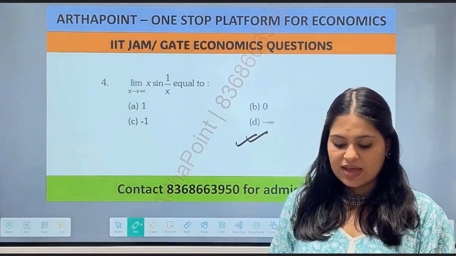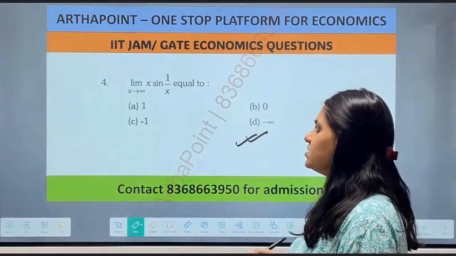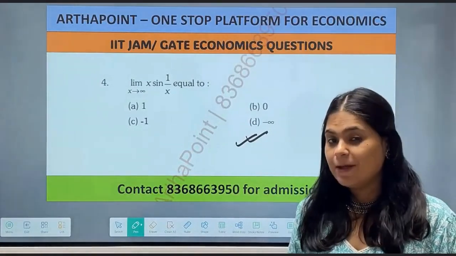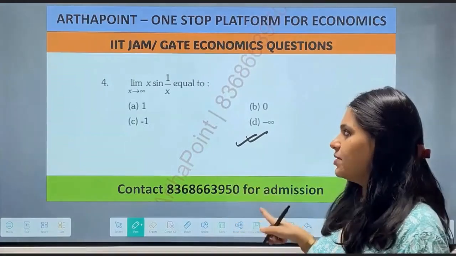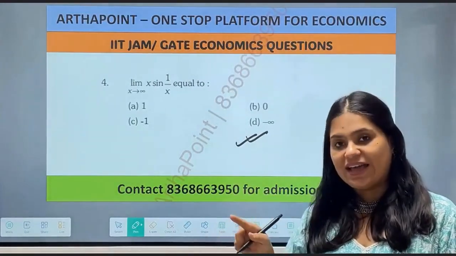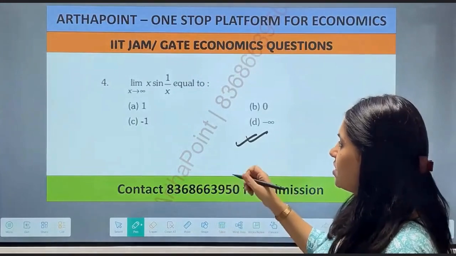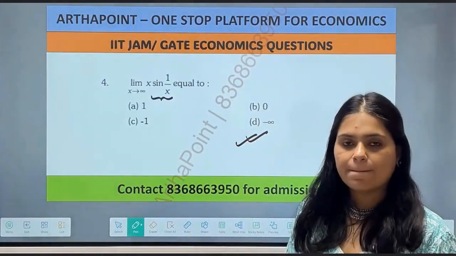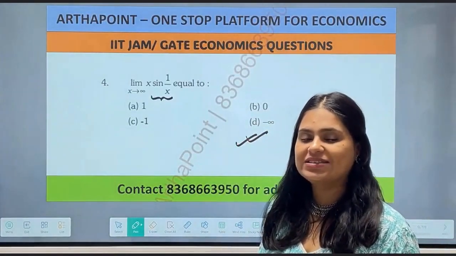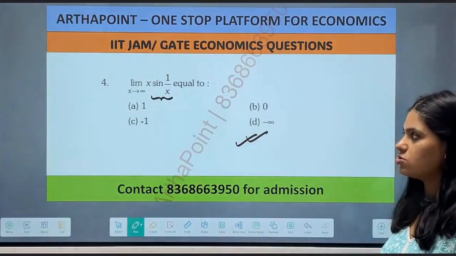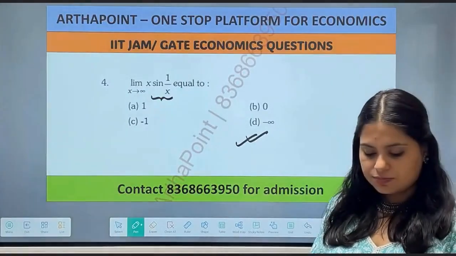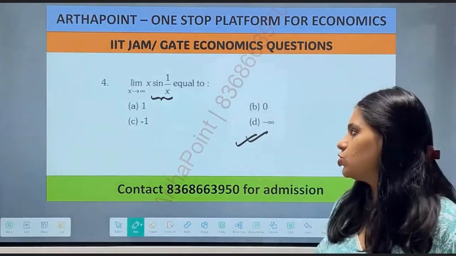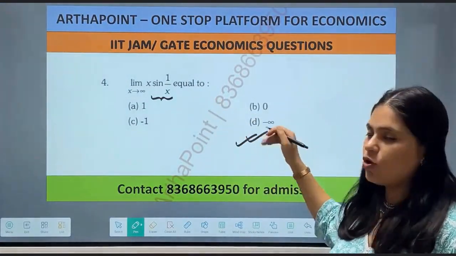x sine 1 by x. I am waiting for your answer. Please remember that the rule that we have with sine is not with sine 1 by x, beta. It is with sine x. But I am here asking what will be x sine 1 by x, not sine x by x. Try to think about it. Okay, anyone else? Any idea whether it should be 1, -1, 0 or minus infinity?